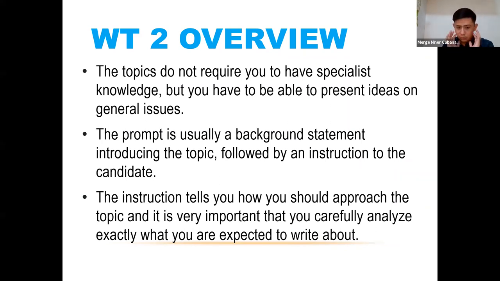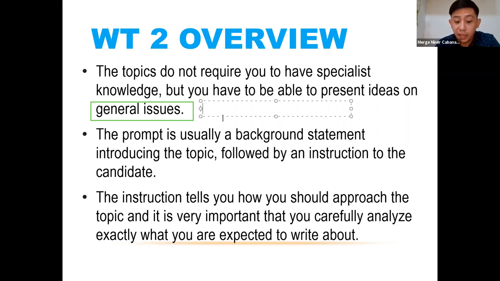So when it comes to Writing Task 2, there will always be topics that you need to present ideas about. There will be questions that you have to answer. And those questions, those ideas come from general issues, all right? They come from general issues. So what are the typical general issues that we have?